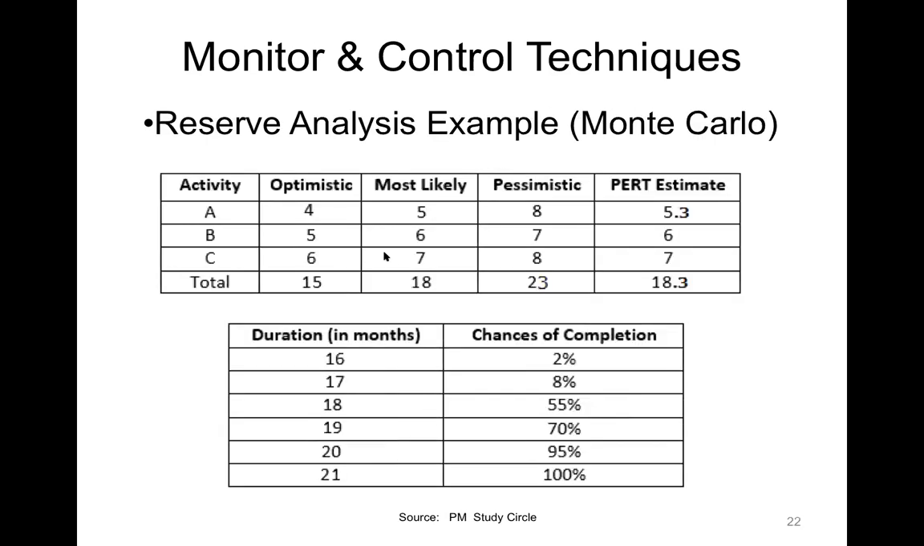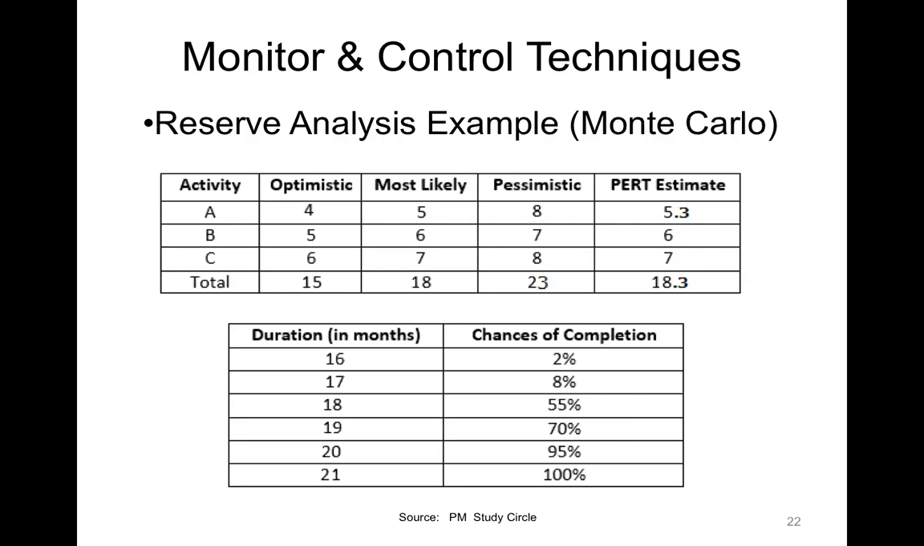You can also look at reserve analysis through Monte Carlo simulation, which takes activities or individual risk events, and you can use something called a PERT estimate, which is a distribution from optimistic, most likely, and pessimistic. You can see here deterministic values in the rightmost column under PERT estimate, which is simply optimistic plus 4 times the most likely plus the pessimistic, and divide that by 6, and you'll end up with those numbers. And the total here becomes 18.3 days. Or sorry, this is in months, 18.3 months.